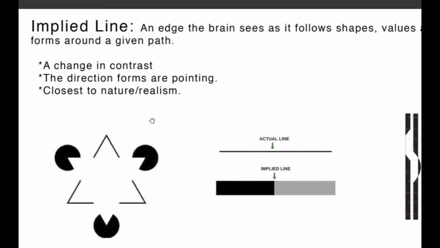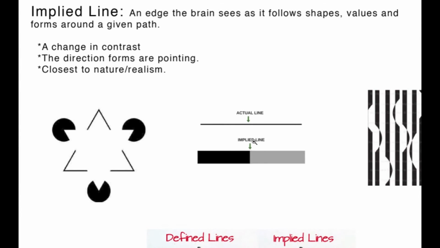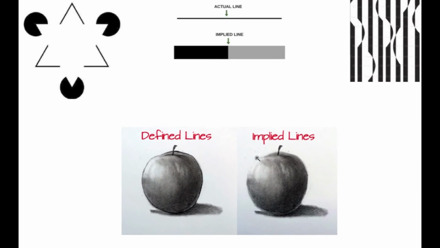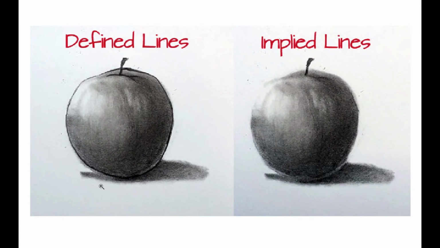Implied line is the closest to nature because lines don't really exist. Remember, there is only a change in dark and light value for anything that looks like a line in nature. Therefore, if you draw using changes in dark and light rather than in line, you will be able to draw more realistic. This one on the left requires lines to define the outside of the apple. This one on the right does not. It uses the dark and the light of the paper and the change in that value to tell the brain that, hey, we've got an edge here.